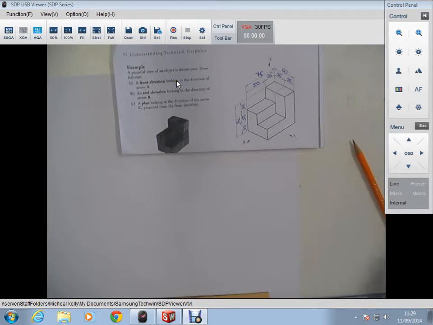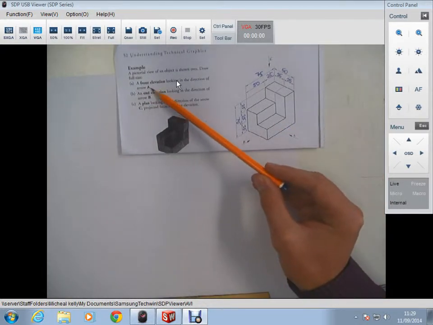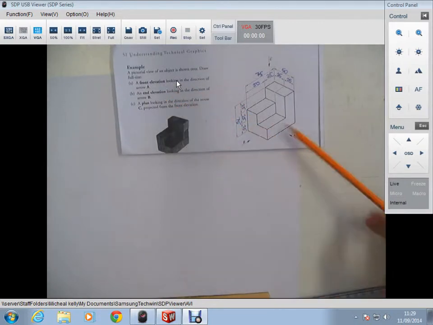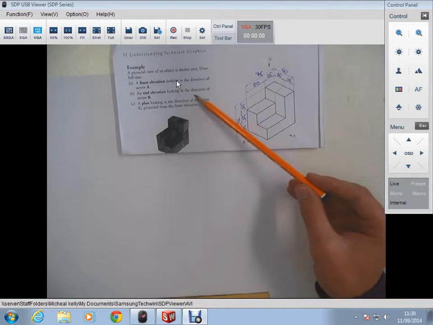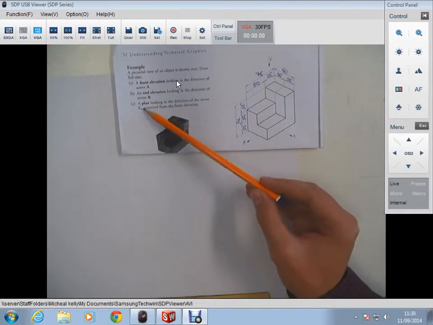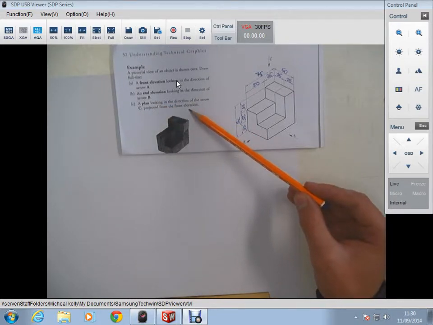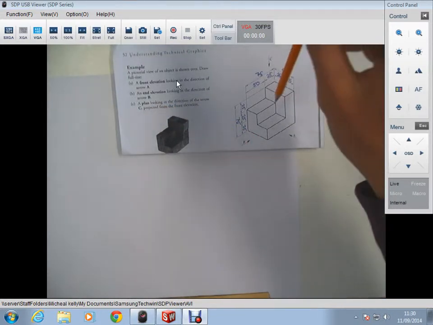For this question, we were given a three-dimensional object shown, and we were asked to find, first of all, a front elevation looking in the direction of arrow A. That's in from this arrow here at the front. An end elevation looking in the direction of arrow B. That's looking in here from the side. And a plan looking in the direction of arrow C, projected from the front elevation. The plan will be looking down on top.